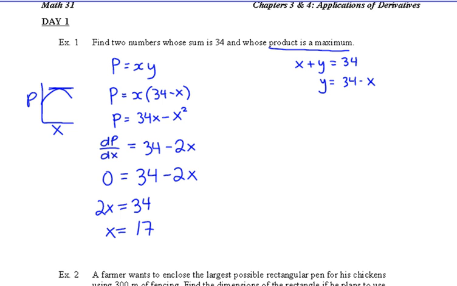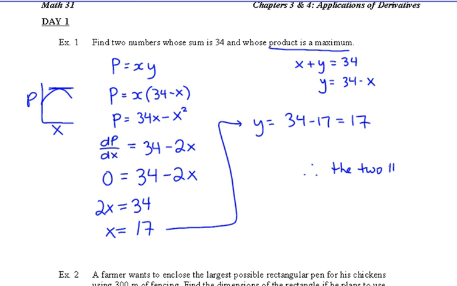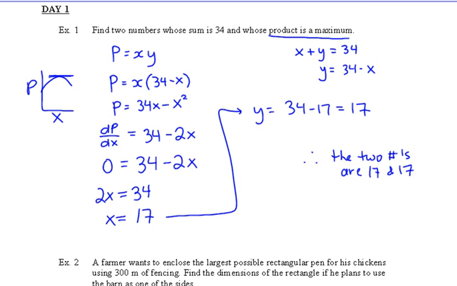So what's the other number? And y would have to be 34 minus 17, or 17 in our last step. Therefore, the two numbers are 17 and 17. Yes, Q is our P, because that's what we're trying to maximize. Okay?